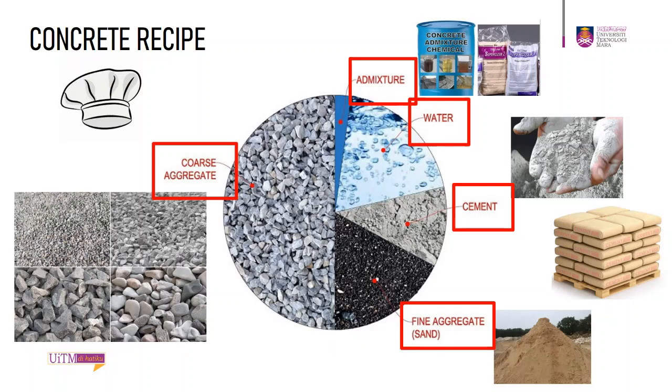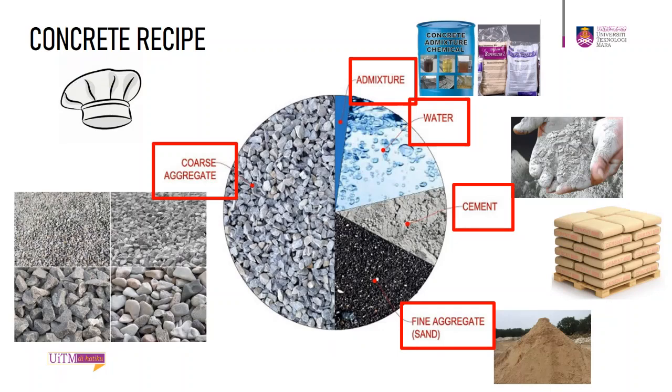Aggregate with polished surface or with a smooth surface has less bonding with cement paste compared to those with rough surface. Aggregate with more angular surface would have larger surface area, and the greater the bonding will be.